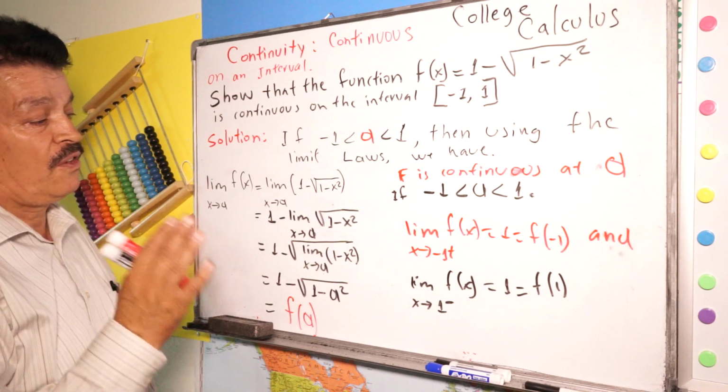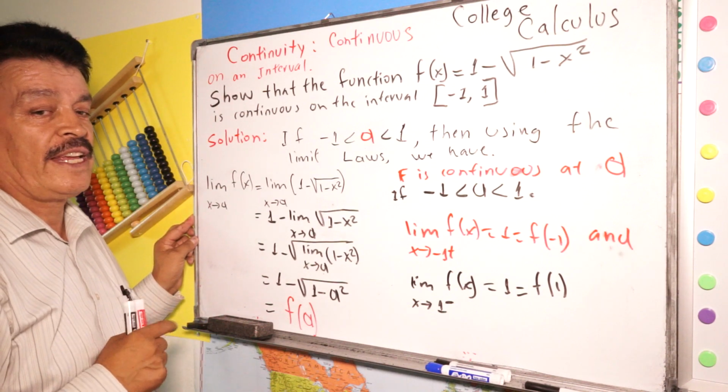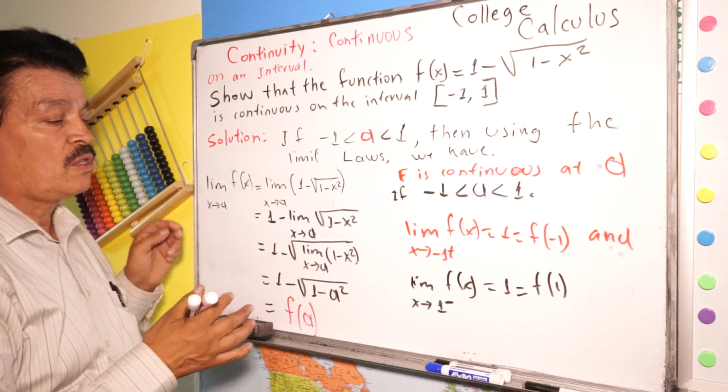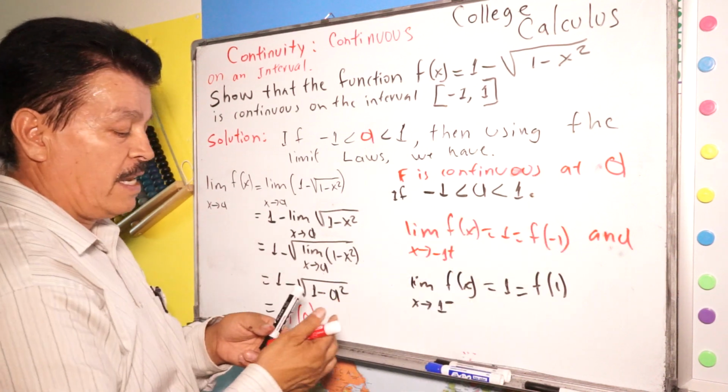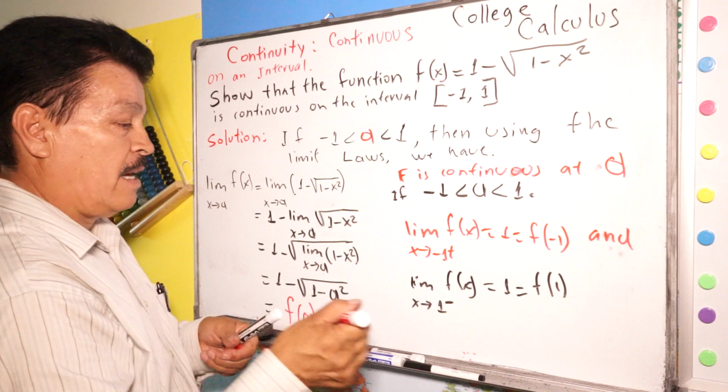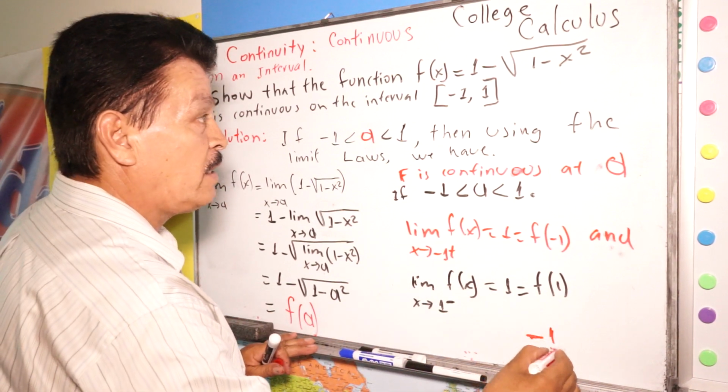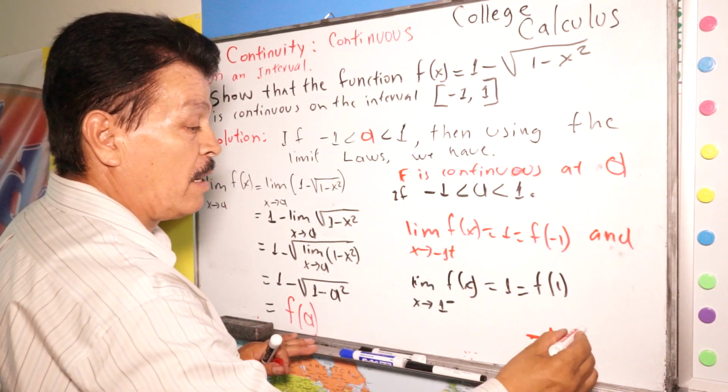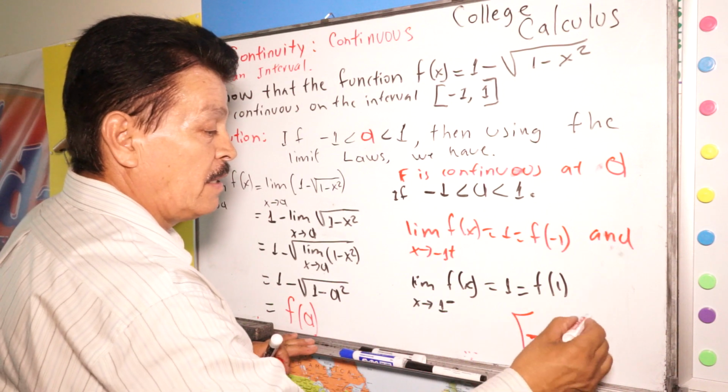Therefore, according to definition 3, f is continuous on the interval [-1, 1].